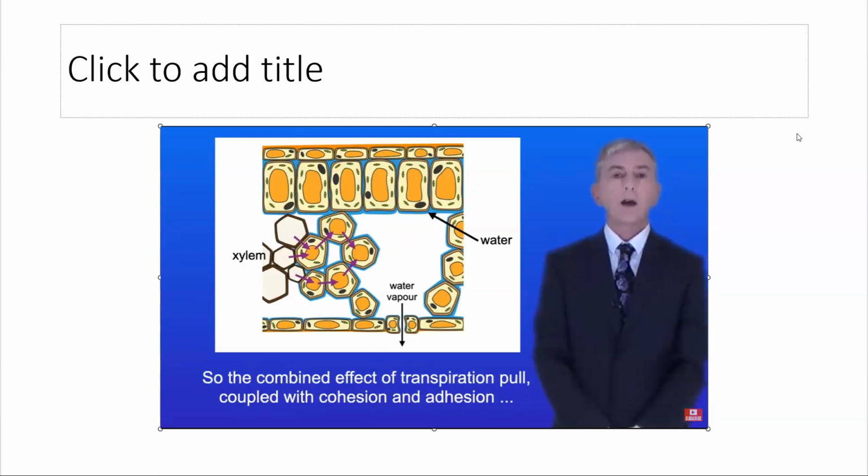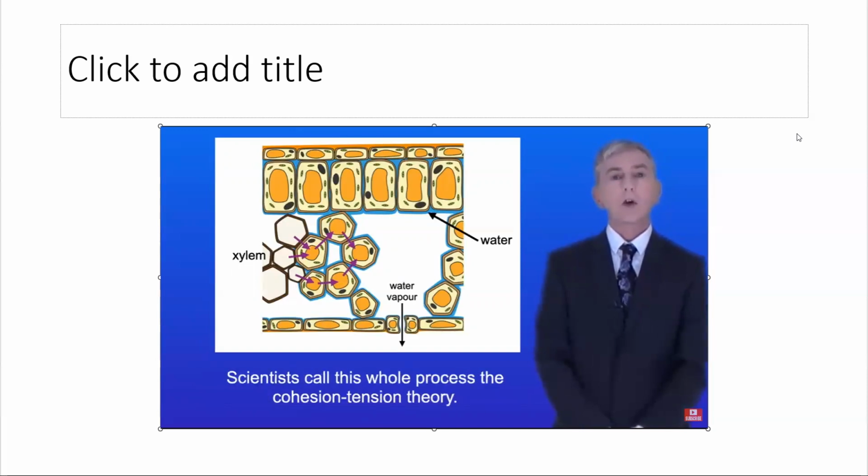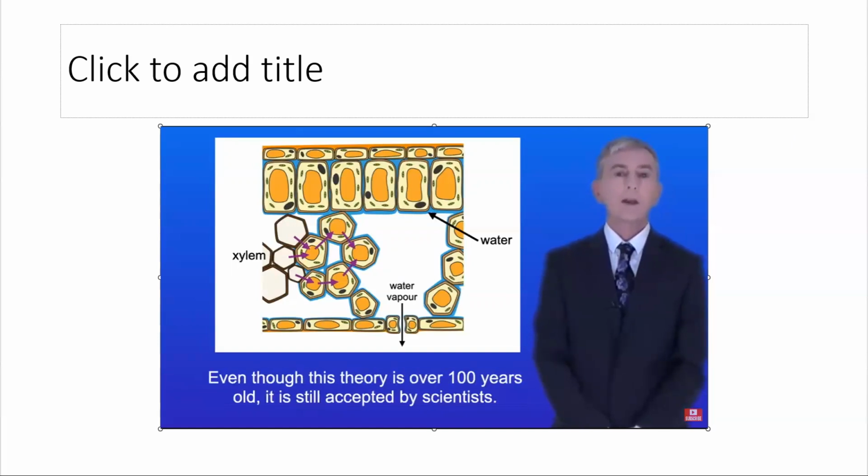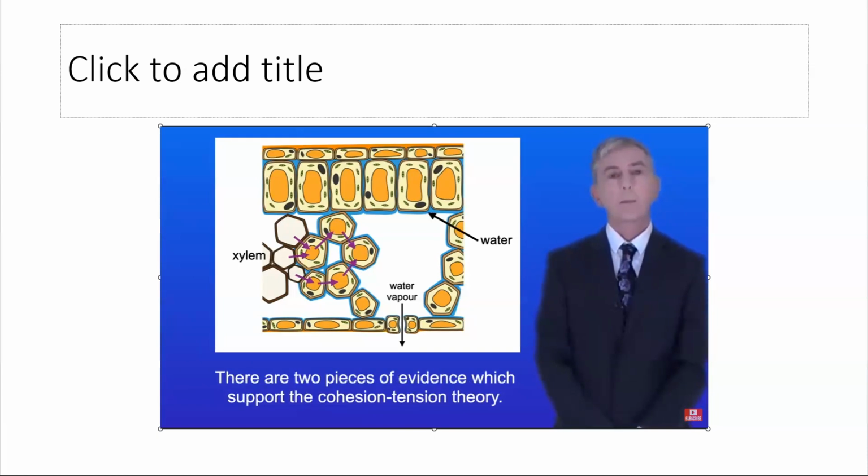So the combined effect of transpiration pull coupled with cohesion and adhesion is that water is drawn into the roots, moves up the stem and passes out of the leaves, and scientists call this whole process the cohesion tension theory. Now, even though this theory is over 100 years old, it is still accepted by scientists. There are two pieces of evidence which support the cohesion tension theory.